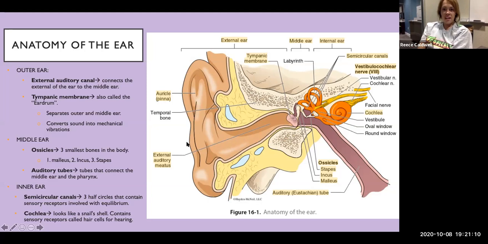So our pinna intercepts those sound waves, it catches them, sends them down the external auditory meatus, and they hit the tympanic membrane. The tympanic membrane is most commonly known as the eardrum. So know that the tympanic membrane is most commonly called the eardrum. And what happens is those sound waves will hit the tympanic membrane, and the tympanic membrane will vibrate and cause mechanical vibrations.